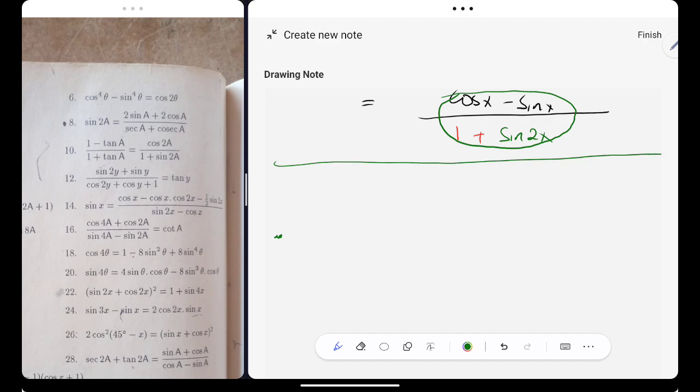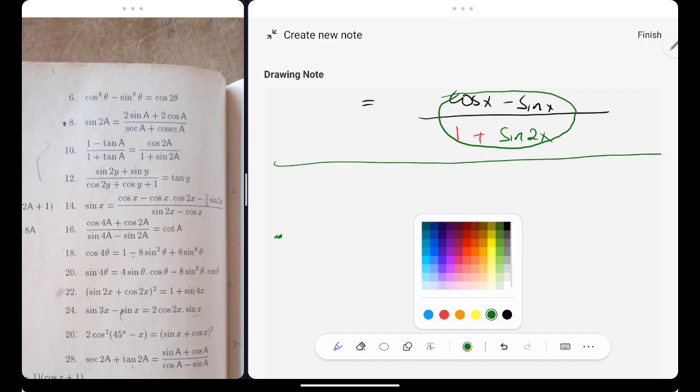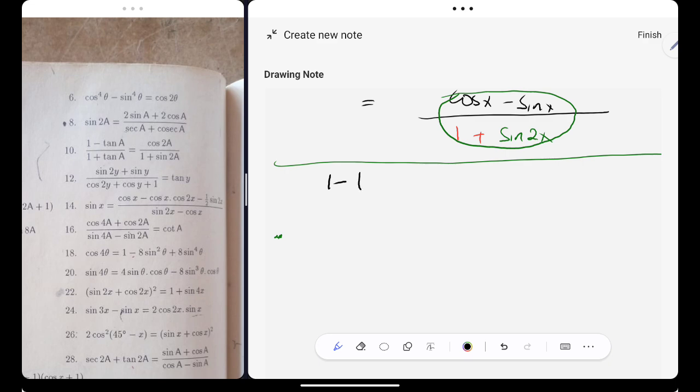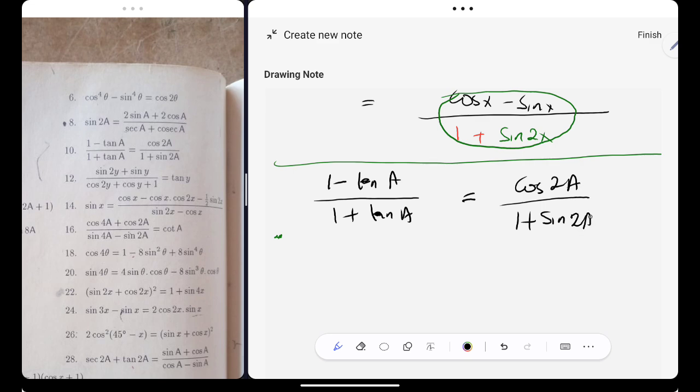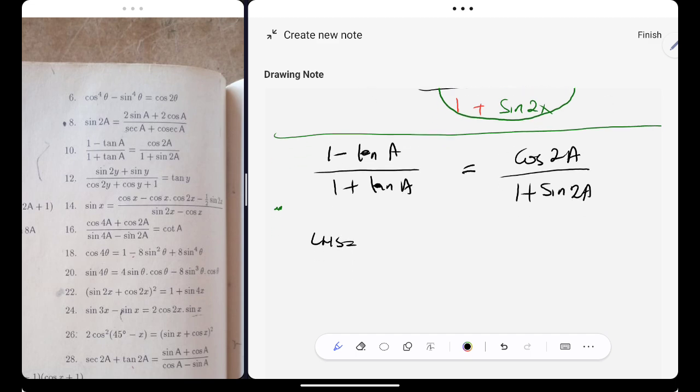Okay, now I have (1 minus tan A) all over (1 plus tan A) is equal to cos 2A all over 1 plus sine 2A. Okay, let's check the left hand side. What do we get whenever we simplify that guy?